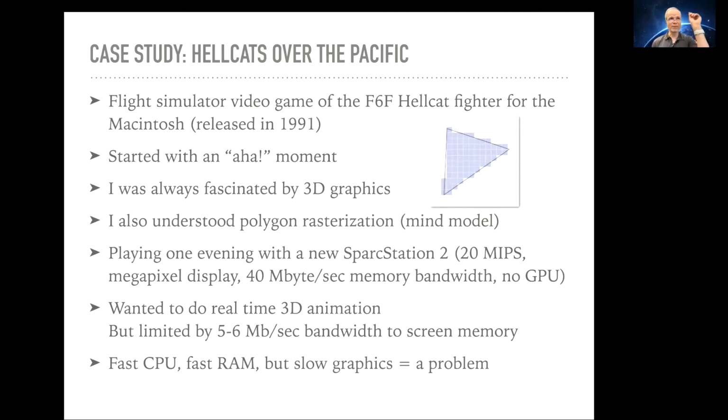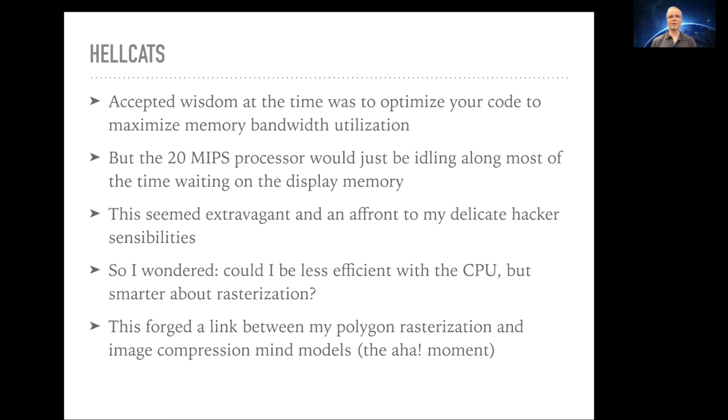So if you wrote data to the memory that was drawn on the screen, you could only clear the screen with a new value every 5 or 6 times a second, which clearly wasn't fast enough to do any kind of 3D modeling. I knew how to draw polygons, but I also knew this was way too slow. Okay, so a fast CPU, fast RAM, but slow graphics. It was like, oh, I can't do 3D graphics.